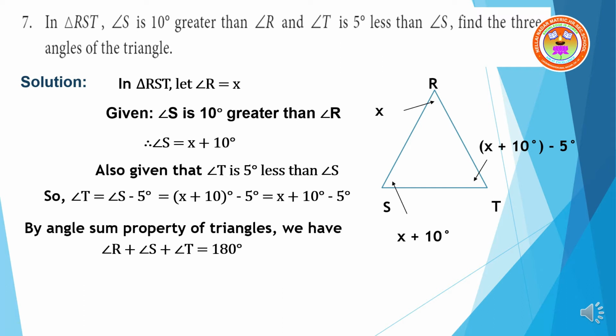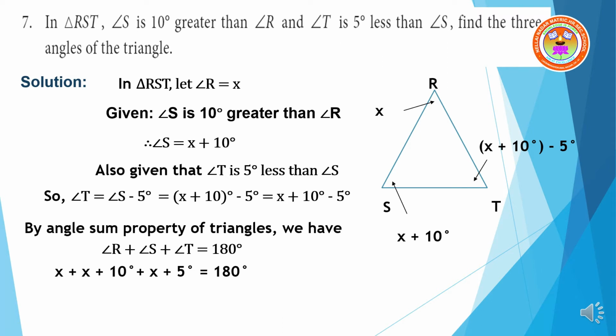Now, in the place of R, S and T, we are going to substitute the corresponding values. So, angle R is taken as X, angle S is taken as X plus 10 degree and angle T you can write it as X plus 5 degrees because 10 degree minus 5 degree will be plus 5 degree. So, I can write it as X plus 10 degree plus X plus 5 degree, which is equal to 180 degrees.